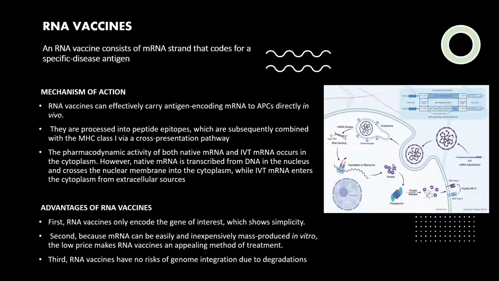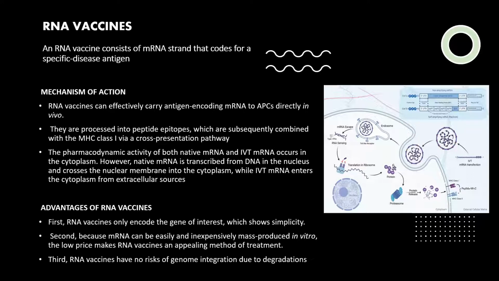Then they are processed into peptide epitopes, which are subsequently combined with the MHC class 1 via a cross-presentation pathway. In this pathway, the activation of CD8+ T cells results from the transfer of MHC-peptide complexes to the cell surface of APCs, which leads to the corresponding immune response.